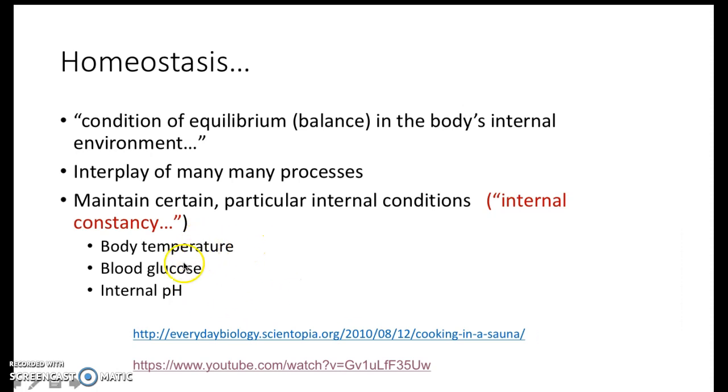I've given you 3 examples here: body temperature, blood glucose, and internal pH. Moving too far away from a set point of any of these values can produce damage, which can ultimately lead to dysfunction. You can produce damage or dysfunction at a cellular level, at a molecular level, and that can be relayed to the organ level, to the organ system level, and then to the organismal level as well.